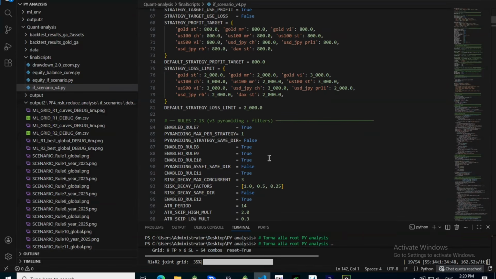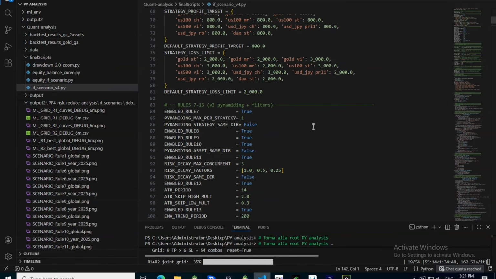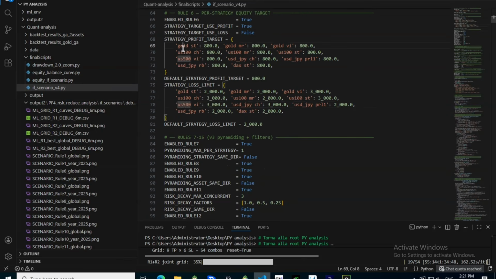So if I put pyramiding max 1 per strategy, it means that it's going to open just one trade at a time, no 2, 3, 4 and more. And also the same thing for each asset class. So if on gold one strategy is opening a long and then a few minutes later another strategy, in this case those are the strategy names, let's say that gold ST and gold MR are opening a long position a few minutes apart.